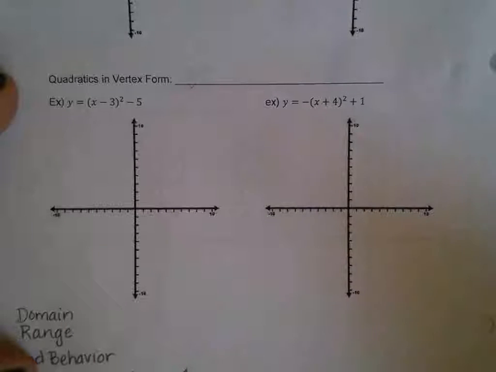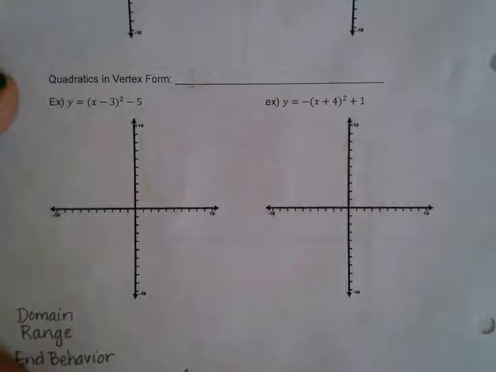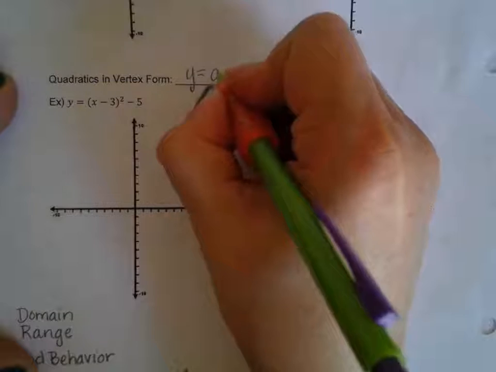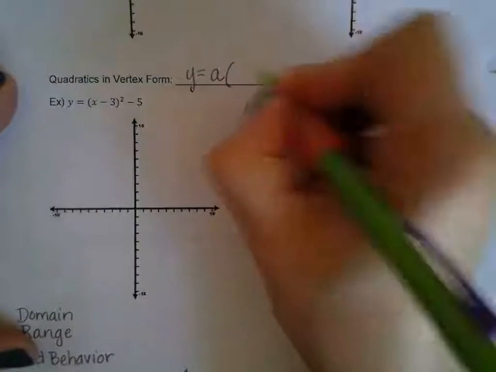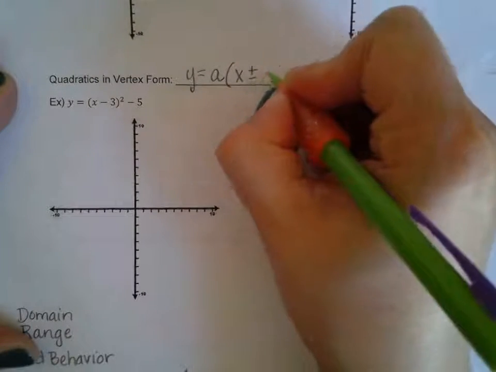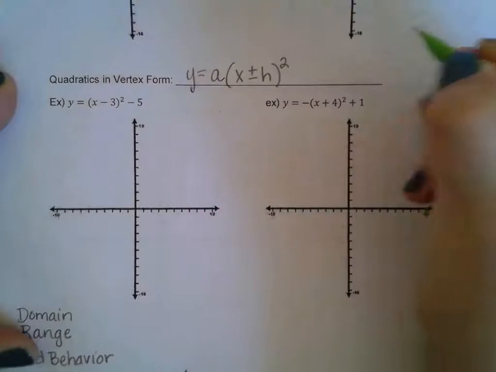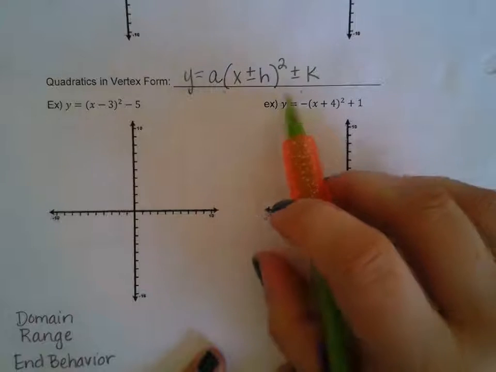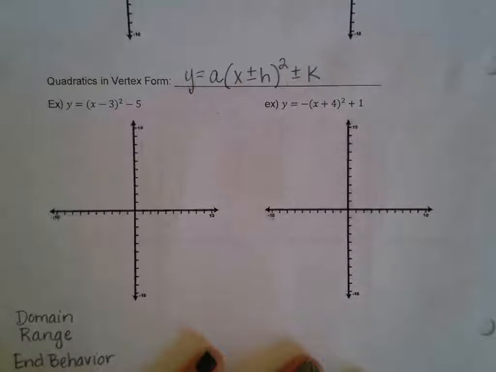Hi again, here is the rest of the notes for quadratics and graphing. The other way that you can see quadratics expressed is in vertex form, and this is even easier to graph from than standard form. So your vertex form looks like this: y equals a times (x plus or minus h) quantity squared plus or minus k. And so we've seen this form throughout absolute value and also radicals.